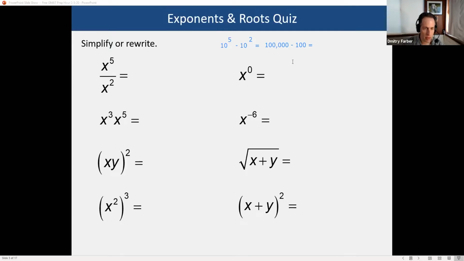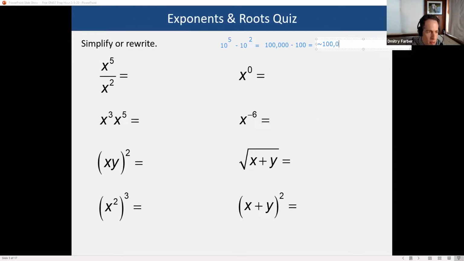How much would that be? Yeah, that would be about 99,900, right? So basically 100,000, right? So we can basically just say it's roughly the first one.